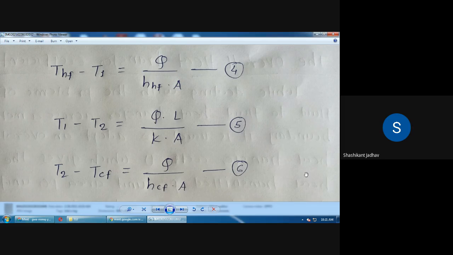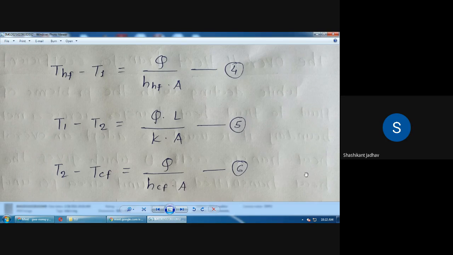Add equations 4, 5 and 6. We add the left hand side of each equation and the right hand side of each equation. Adding the left hand sides means T_HF minus T1 plus T1 minus T2 plus T2 minus T_CF. T1 cancels, T2 cancels. What is the remaining term? T_HF minus T_CF. So for the addition of left hand sides, we get T_HF minus T_CF.